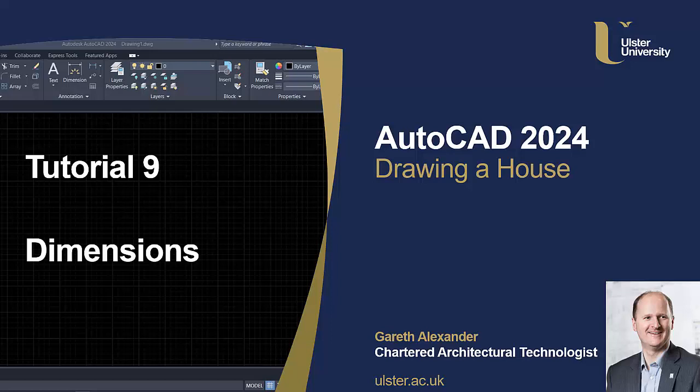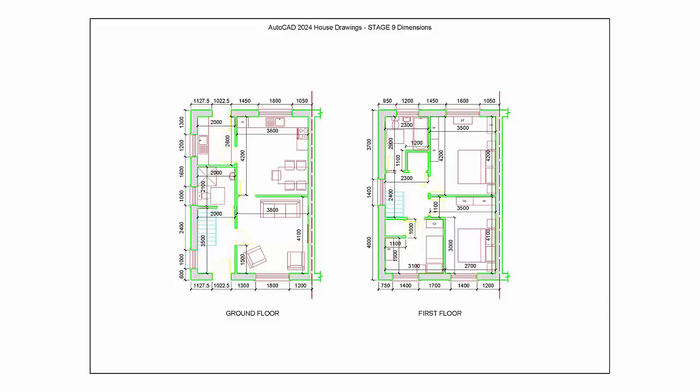Welcome to video 9 in the series. In this video we will add dimensions to a house plan using AutoCAD 2024. For reference again, this is what the floor plans should look like by the end of the video.